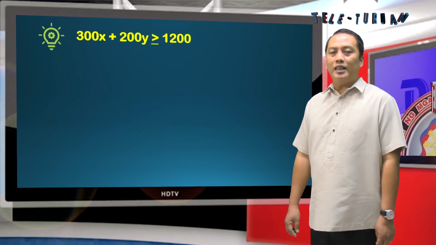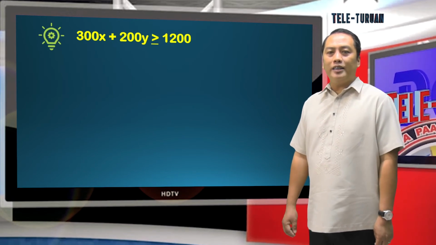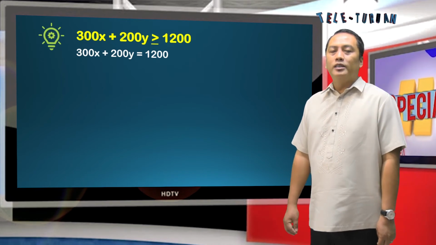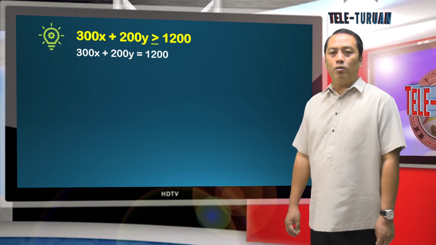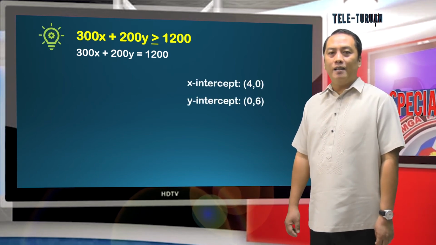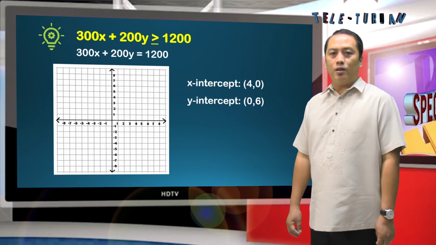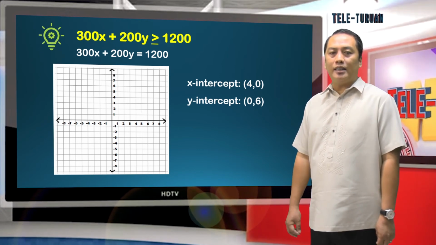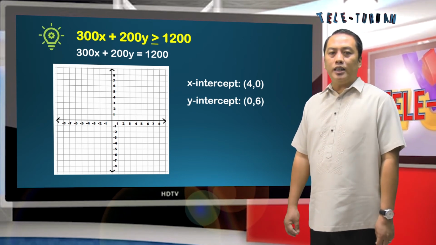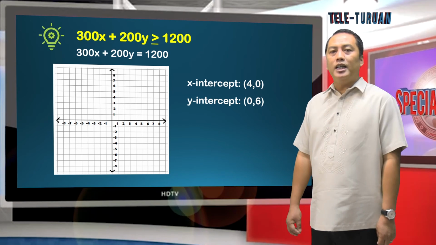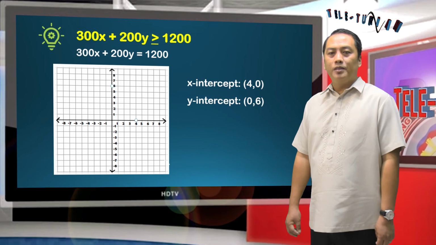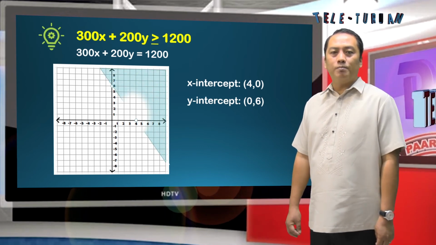Replace the symbol in 300x plus 200y is greater than or equal to 1,200 by an equal sign. So we have 300x plus 200y is equal to 1,200. We get its intercept, so we can graph the line. The x-intercept is at (4, 0), and the y-intercept is at (0, 6). Did you get the same intercepts? Plotting it on the Cartesian plane and drawing the plane divider, then identifying the half plane that contains the solutions, we have this graph.